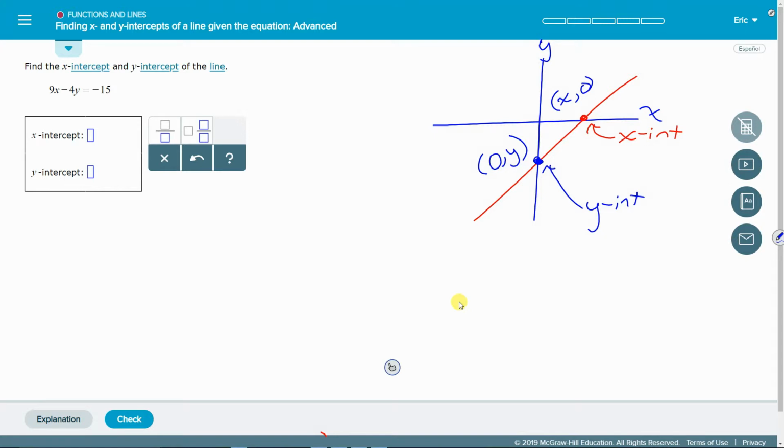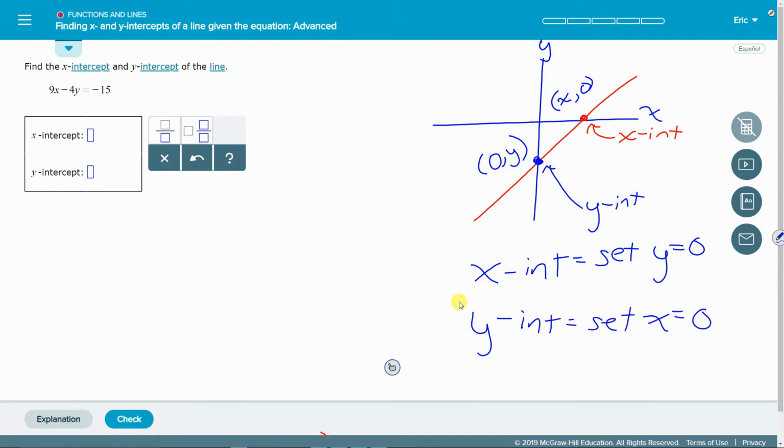What you're doing to find these intercepts is, for the x-intercept, you're setting y equal to 0, which means that in your function, whatever you see y at, make it 0. For your y-intercept, you're setting your x equal to 0. So wherever you see an x in your function, set it to 0. So let's use it for this one.